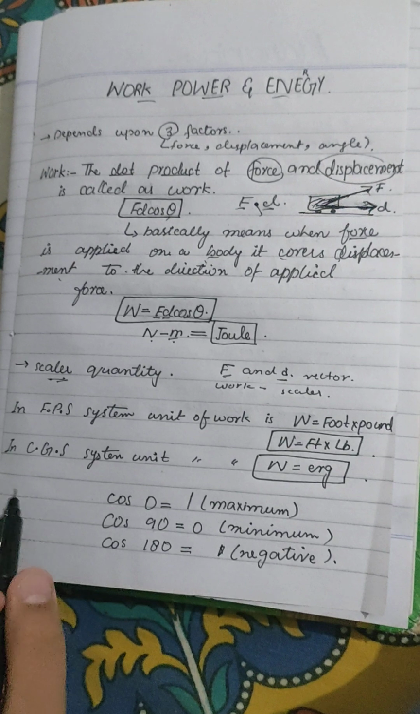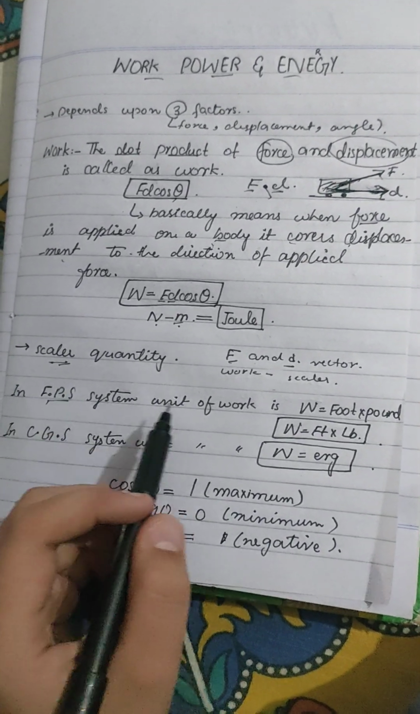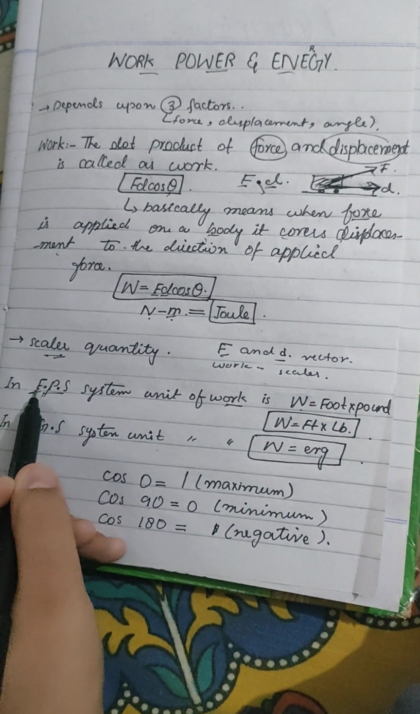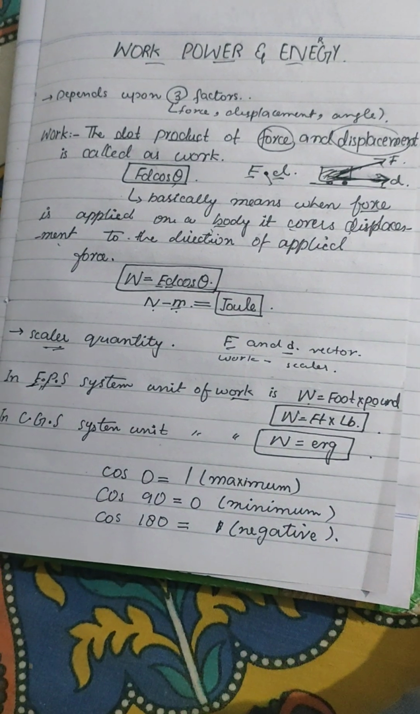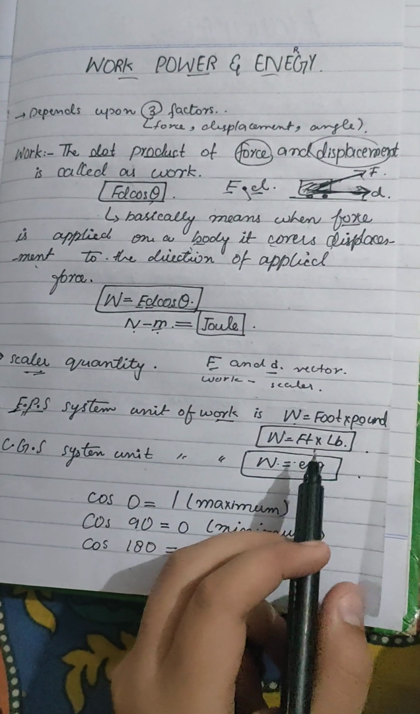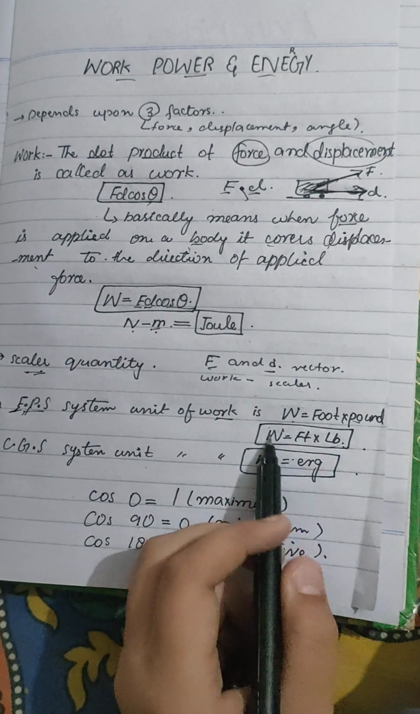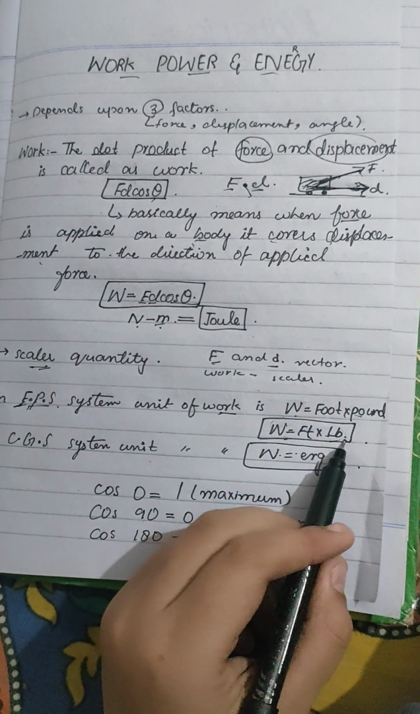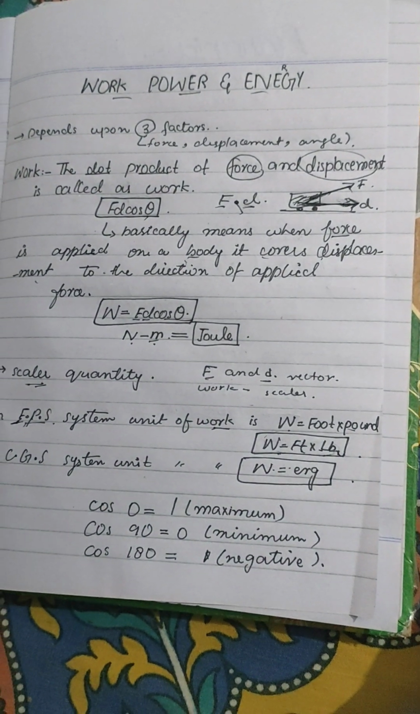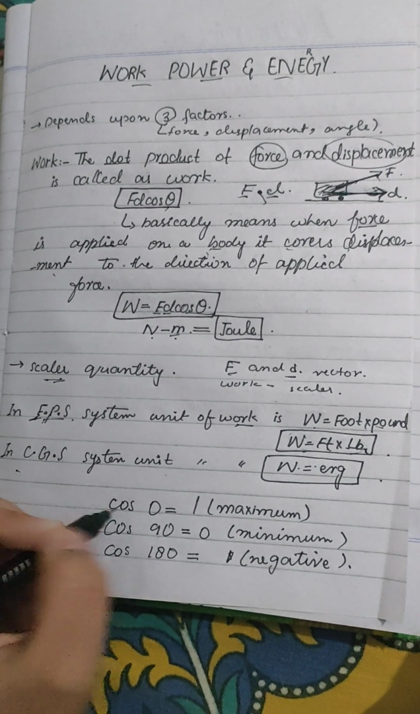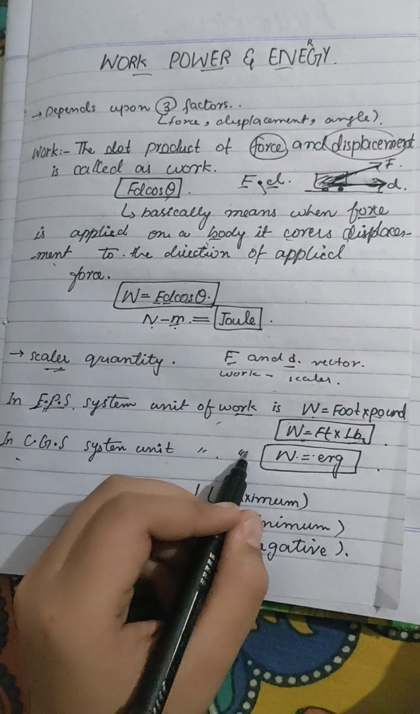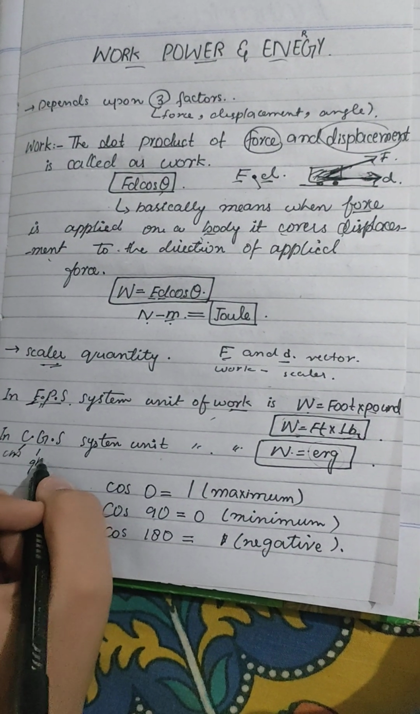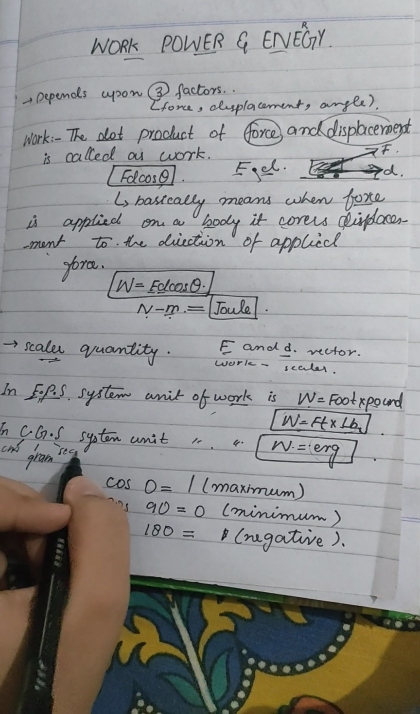Now let's discuss some systems. In the FPS system, the unit of work is foot pound, foot for the force and pound for the displacement. Foot we denote as FT, pound we denote as LB. So in the FPS system, the unit of work is foot multiplied by pound. Or in the CGS system, the unit of work is erg. CGS stands for centimeter, gram, second.